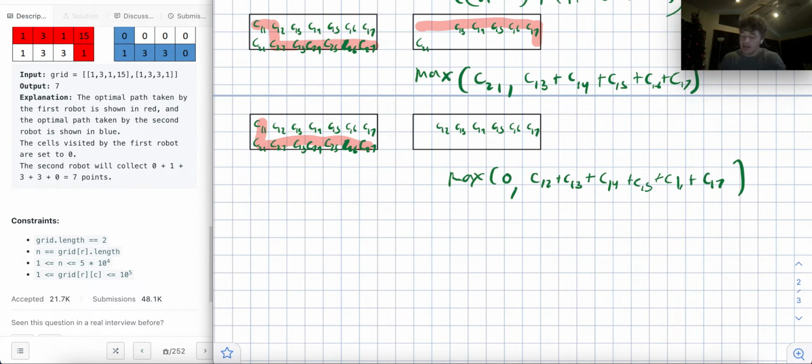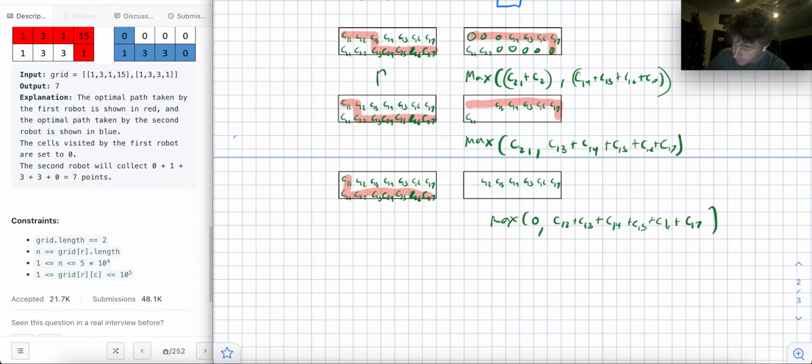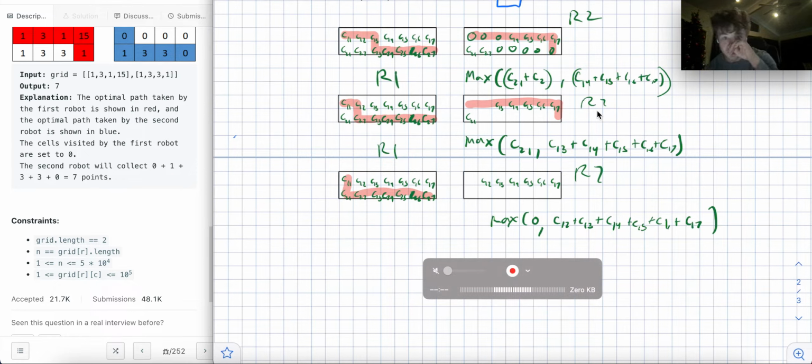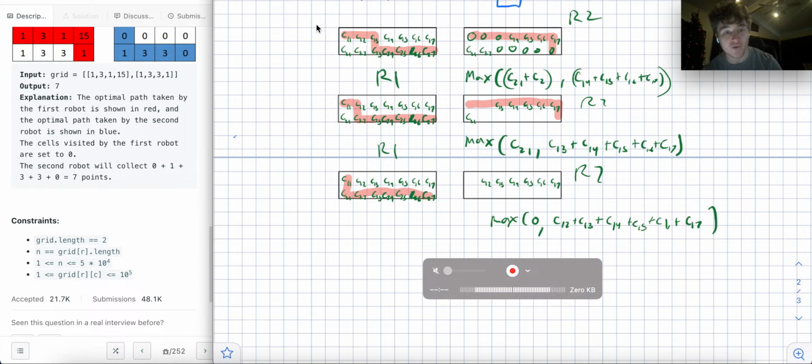Well, see robot 1 can decide which path it's going to take based on this logic, knowing what robot 2 is going to try to do. Because robot 2 is trying to maximize this path, and it's very simple in terms of what robot 2 can do based on what robot 1 does. If robot 1 does this, then robot 2 has these 2 options. If robot 1 does this, robot 2 has these 2 options.